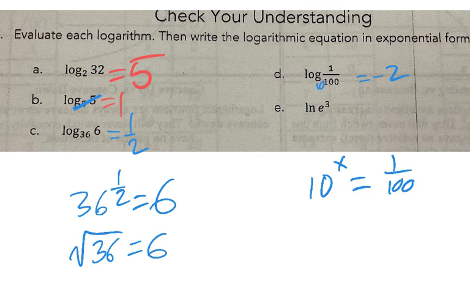Why exactly? Here's the way I would teach you to work this problem. 1 over 100 is the same thing as 1 over 10 squared. And if I move 10 squared to the numerator, it becomes 10 to the negative 2. So 10 to what power equals 10 to the negative second? Negative 2. See, all these rules I told you are going to be important. 10 to the negative second is 1 over 100.